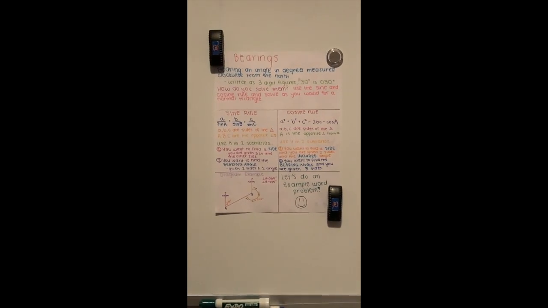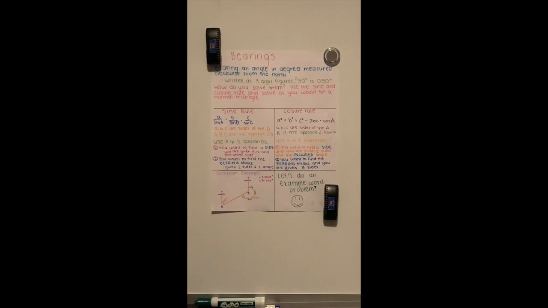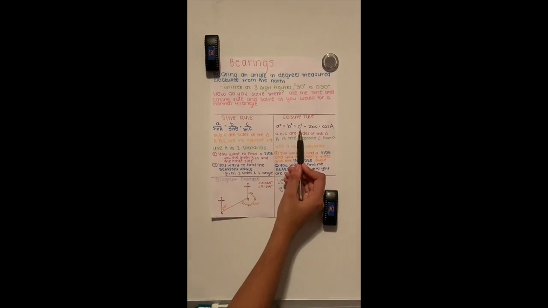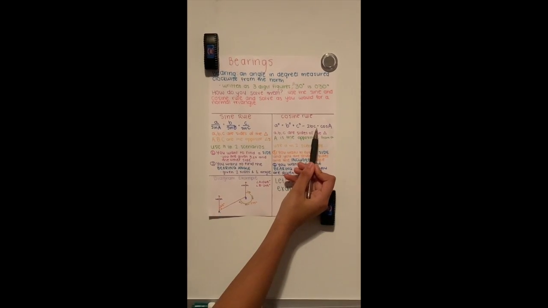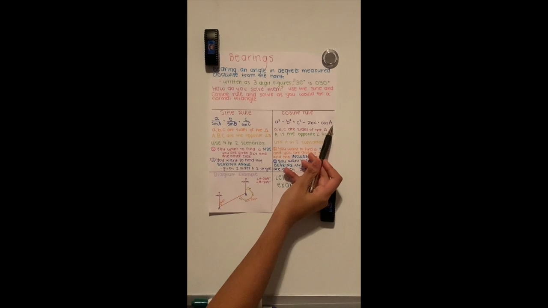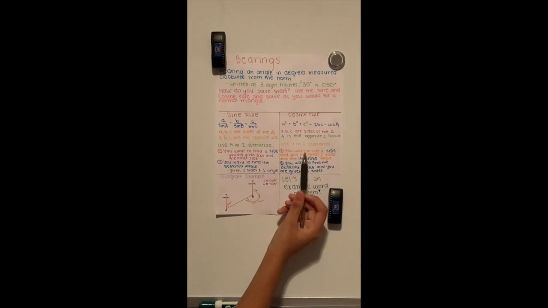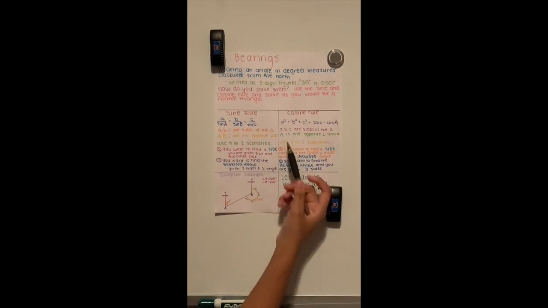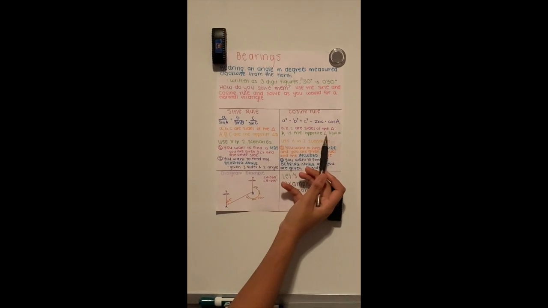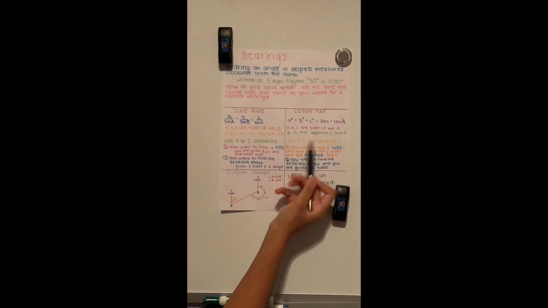The cosine rule is a squared is equal to b squared plus c squared minus 2bc times cosine A. The lowercase a, b, and c are all sides of the triangle, just like in the sine rule, and the uppercase A is the opposite angle from the side a.